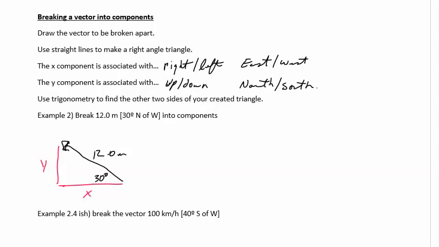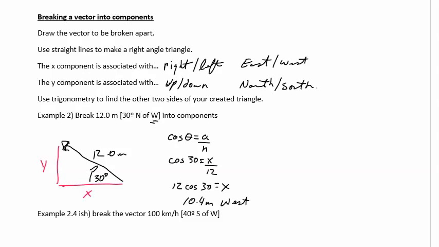This x can be found using, is it adjacent to that angle? And so we're going to use cosine. Cosine of an angle, remember, is adjacent over hypotenuse. That adjacent I'm going to replace with x because it's the x component we're looking for, over 12, or 12 times cos 30 is equal to x. What you find is that component is 10.4 meters in length, and that component is, of course, a west component.